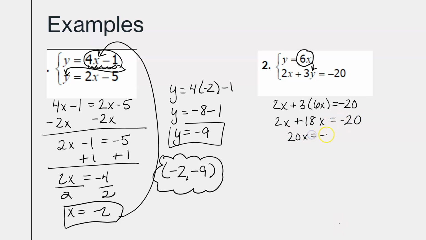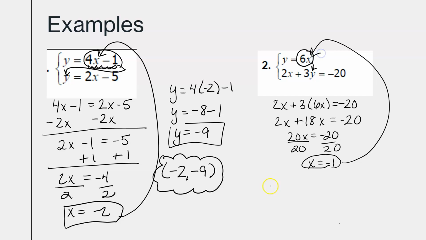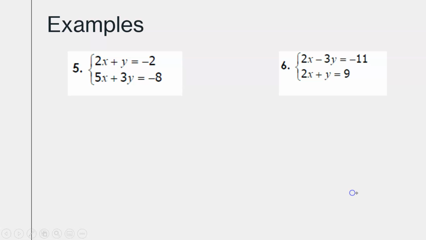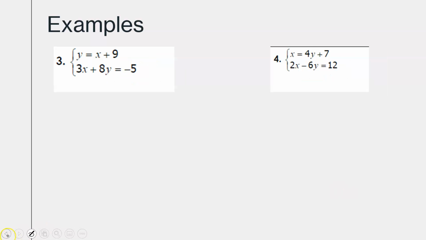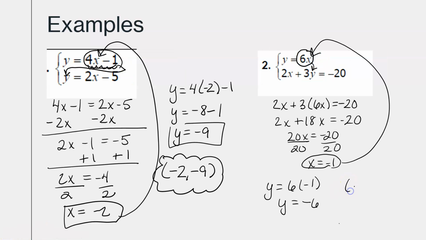20x equals negative 20. And when you divide each side by 20, you get a value of x is negative 1. So now we're going to take what we got for x and put it into the equation we didn't use. So we have y equals 6 times negative 1, or y is negative 6. So our ordered pair: x is negative 1, and our y coordinate is negative 6. There's our ordered pair. All right.